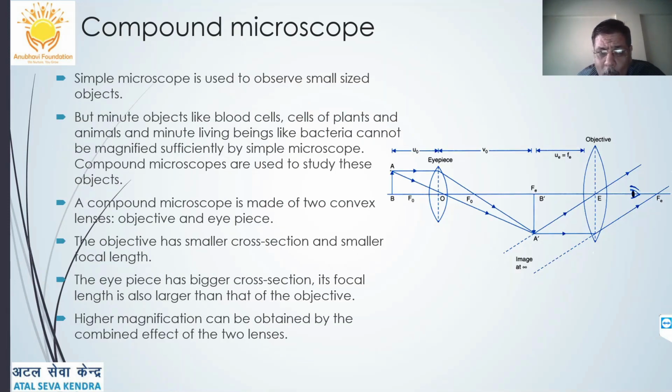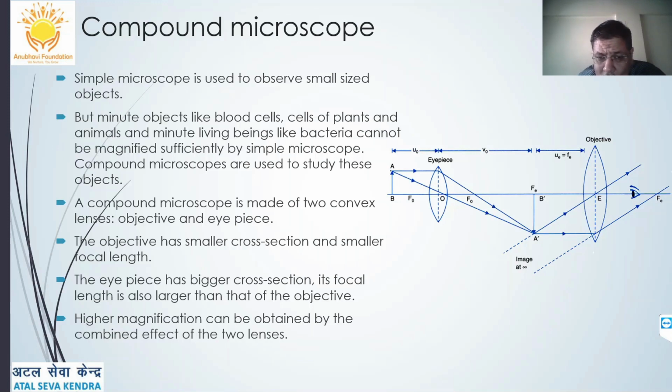Now coming to the compound microscope. A simple microscope is used to observe small sized objects, but minute objects like blood cells, cells of plants and animals, and minute living beings like bacteria cannot be magnified sufficiently by a simple microscope. For that we use compound microscopes. Dear students, you must have seen a compound microscope in your laboratories. A compound microscope is made up of two convex lenses, an objective and an eyepiece.